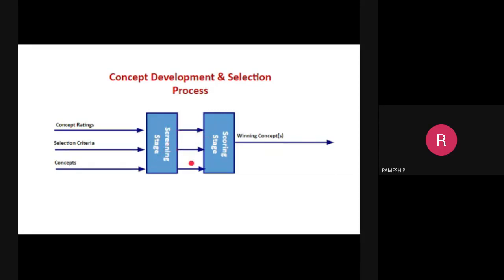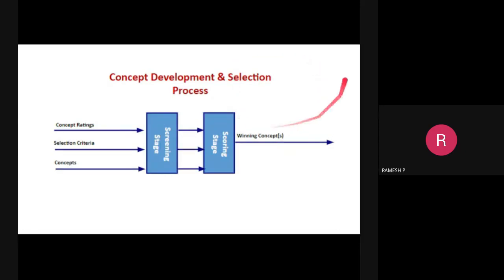Revision over the existing concept, or I combine over the existing concept. I select a few concepts out of this, and from that few, in the scoring stage, I will be providing one, or in some cases there may be two winning concepts, which can be sent to the next stage for prototype and further evaluation.